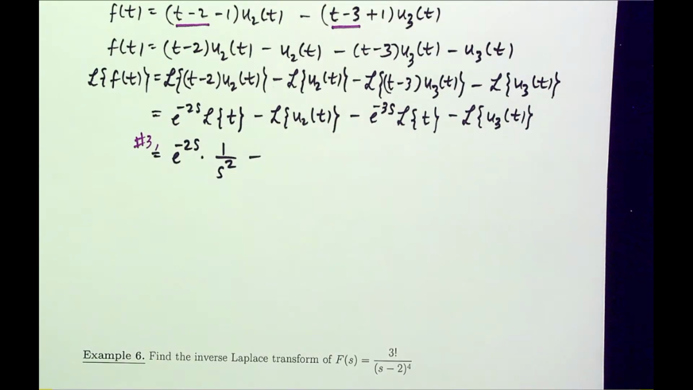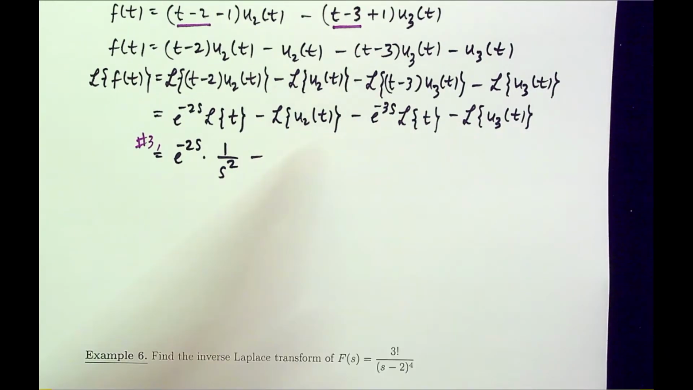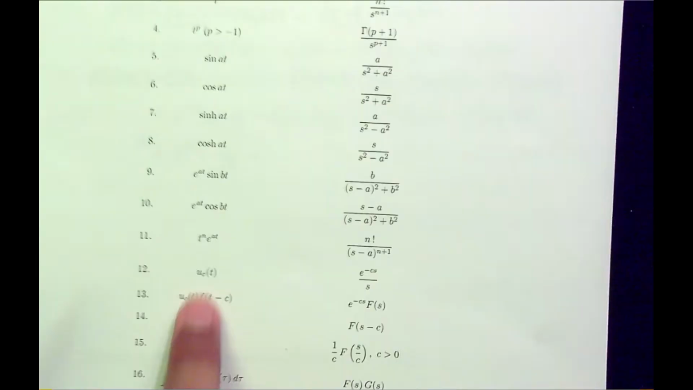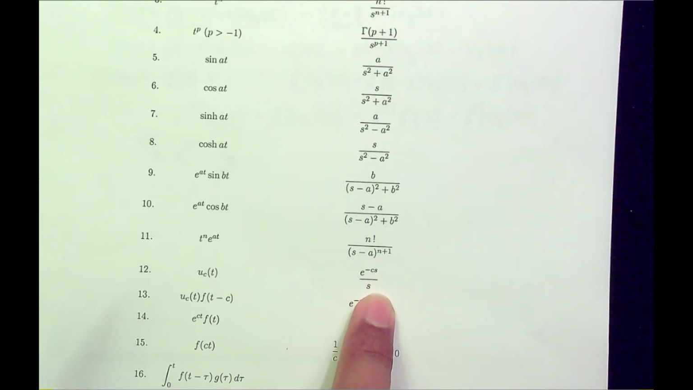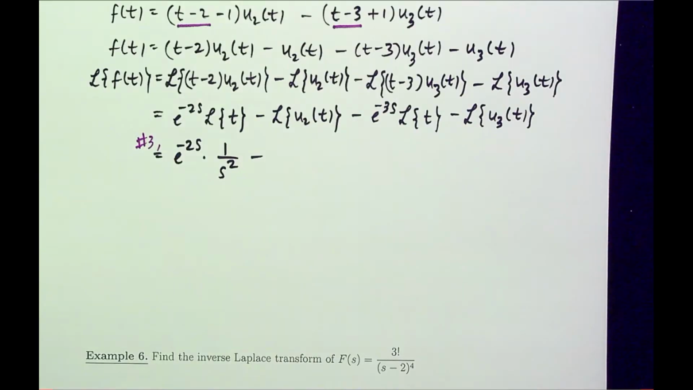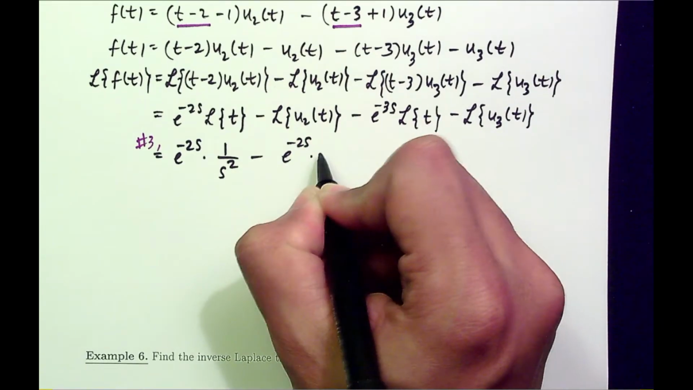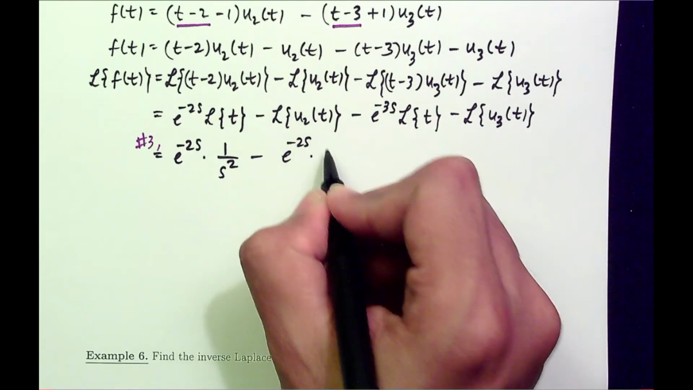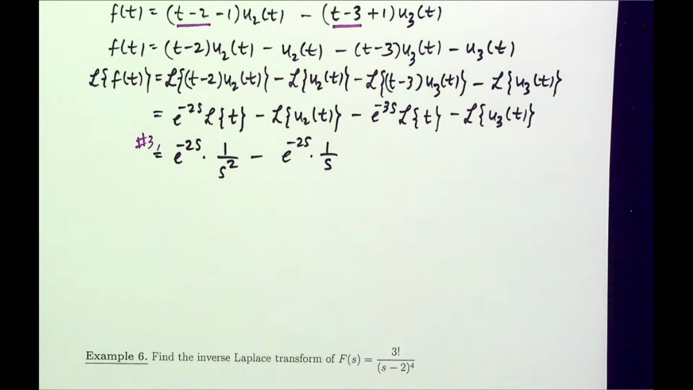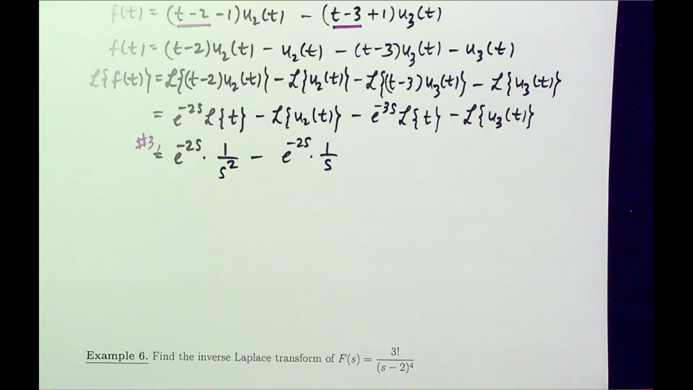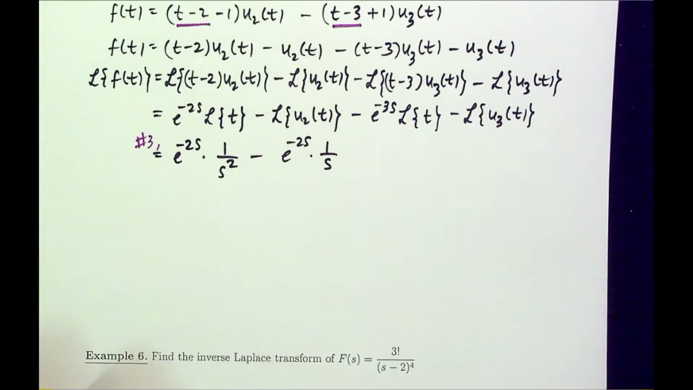Okay, row number 3. Now we will look this one up. That one is this one right here, number 12. So the Laplace transform of u sub 2 is going to be e to the negative 2s over s, or times 1 over s, exactly the same thing. So it is this one, e to the minus 2s over s. So we use number 12.